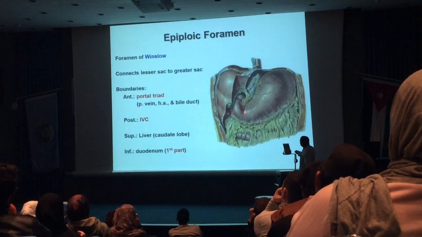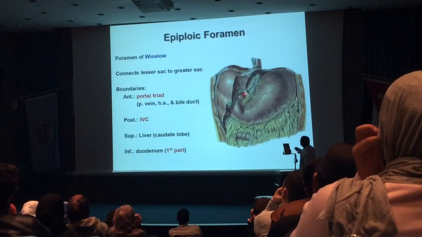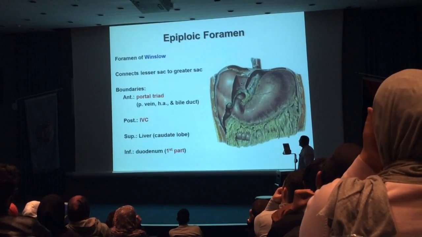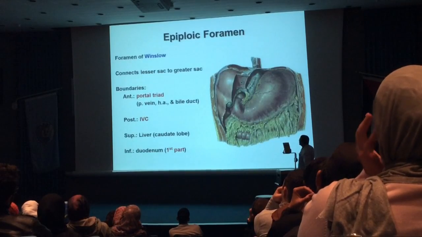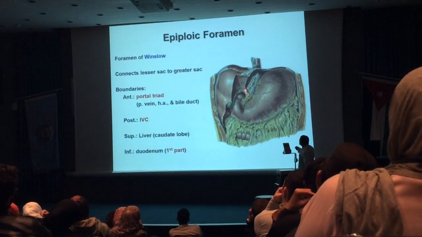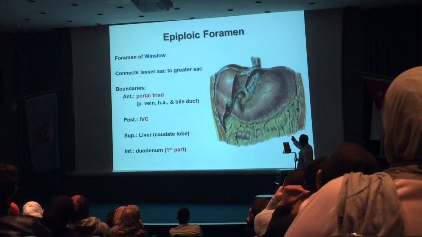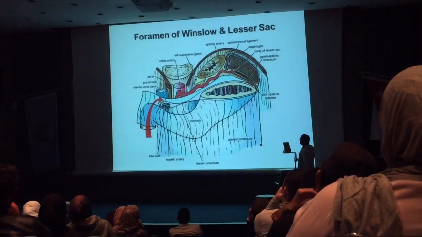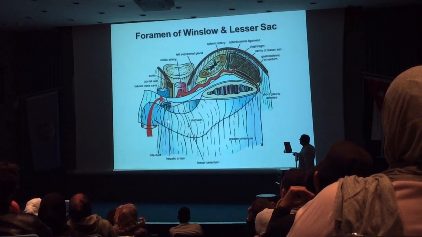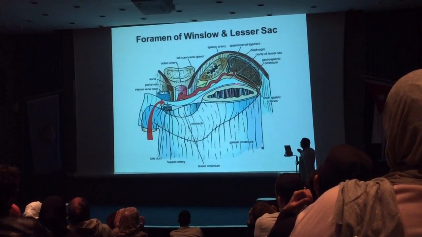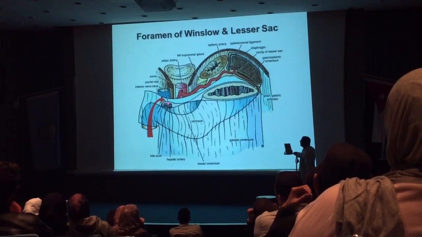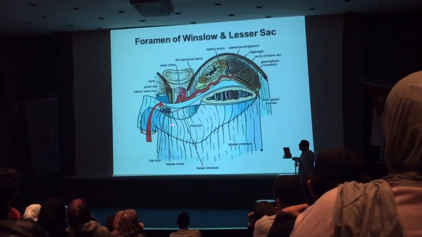Inferiorly this. Stomach ends and starting this part, it's the first part of duodenum. The first part of the duodenum. So inferiorly duodenum, superiorly the liver. Anteriorly here should be the portal triad, and behind, you cannot see it, should be what? The inferior vena cava. This is the greater sac, as you see, and this is the lesser sac behind the stomach. This is the foramen of Winslow. IVC behind, portal triad anterior.